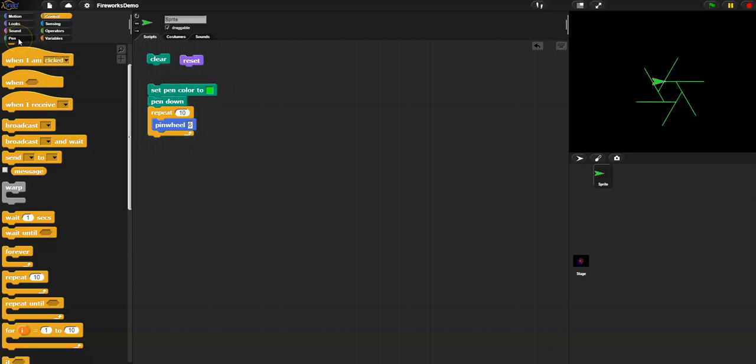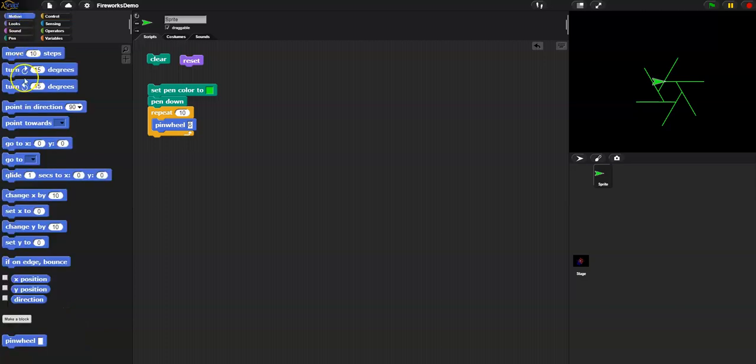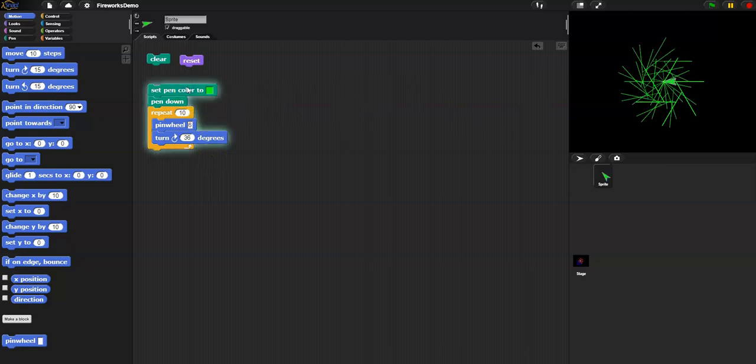But what would make it more exciting is if I rotated it every time after it was done to give it a cool shape. Now, since I'm repeating it 10 times and there's 360 degrees, 36 times 10 would be 360, and it would do a full circle when I repeated it. So, ooh, that kind of looks fun.